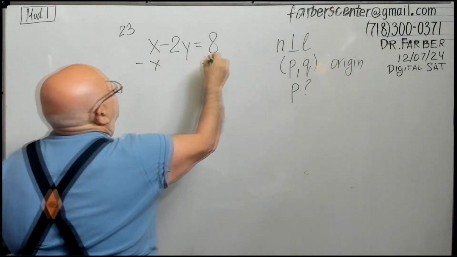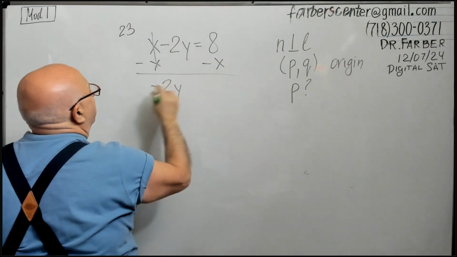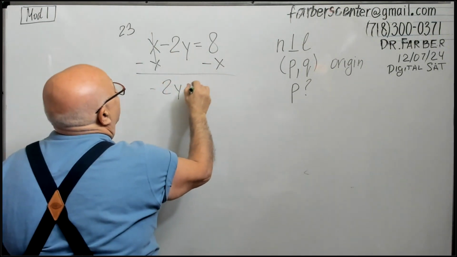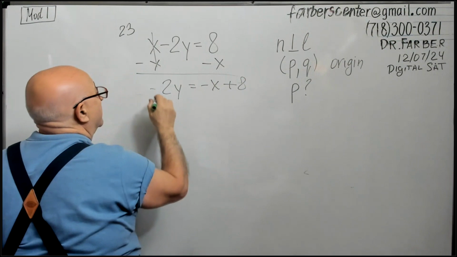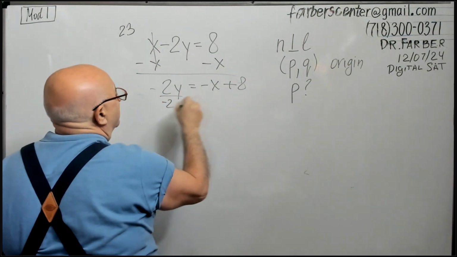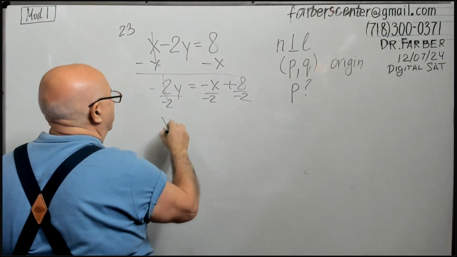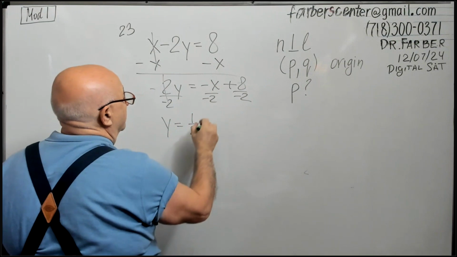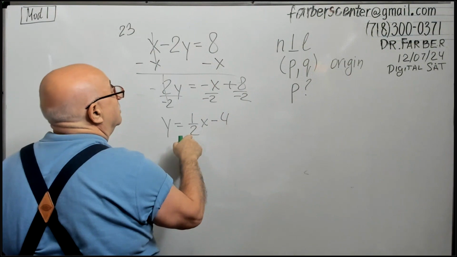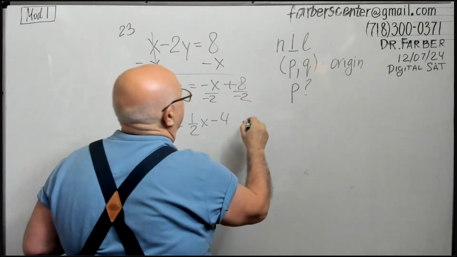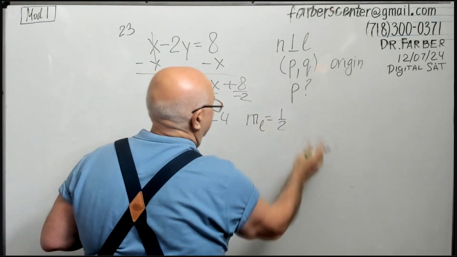Minus x and minus x. You have negative 2y equals negative x plus 8. Divide by negative 2. Cancel out, y equals 1 over 2 x minus 4. The slope equals 1 over 2. So the slope of line L equals 1 over 2.